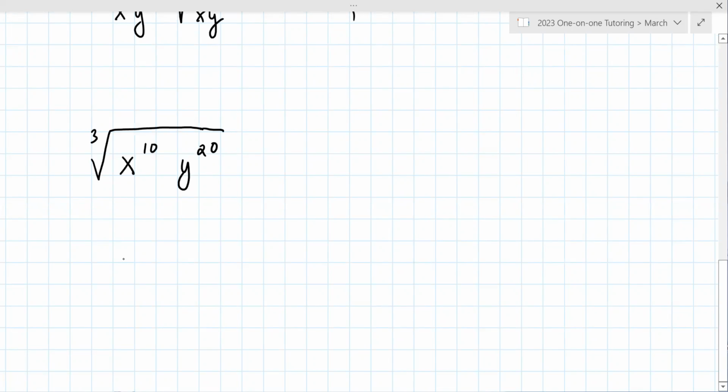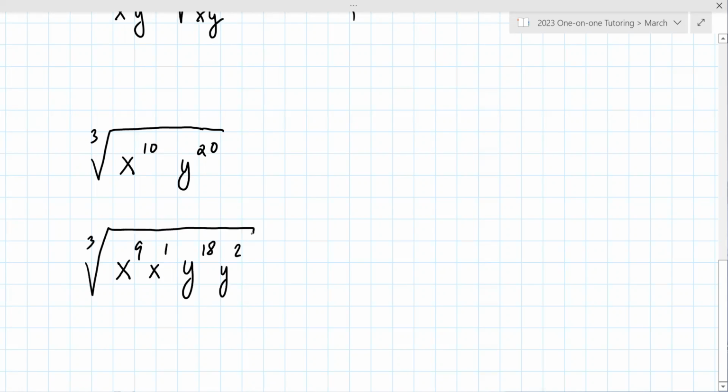You really want it to be x to the 9th, a multiple of 3, and then you can multiply by x to the 1, because the 9 and the 1 add back to 10. Same thing with the 20 here. You're looking for the one that's smaller than it that's still a multiple of 3, and then you just split it apart here.